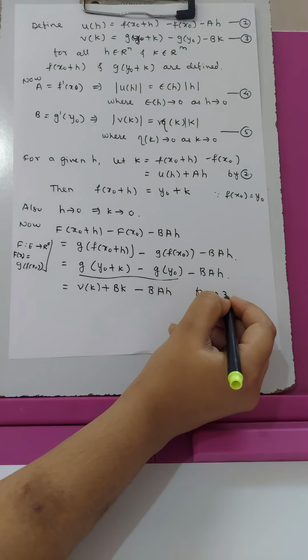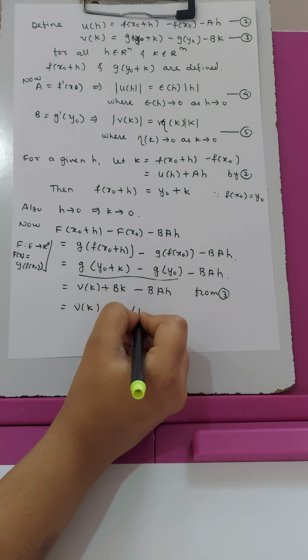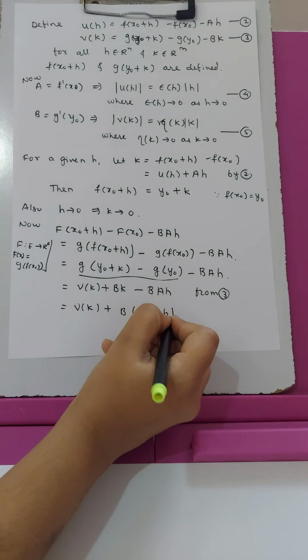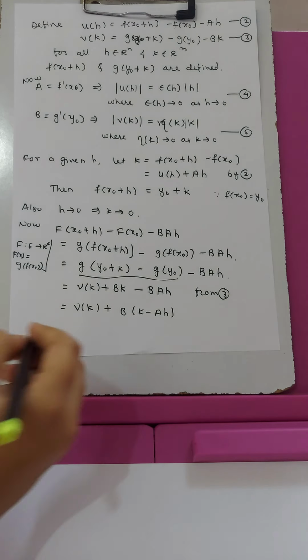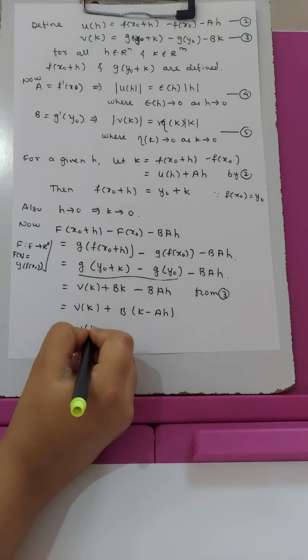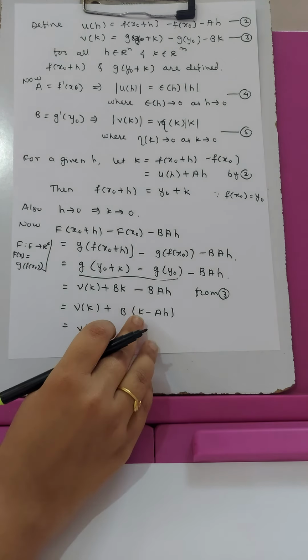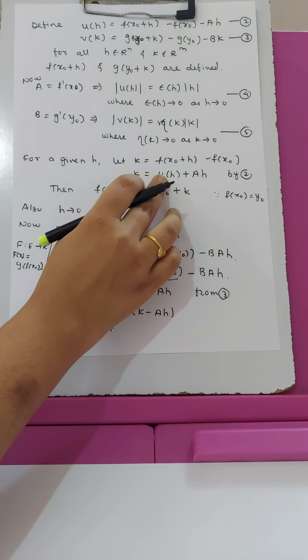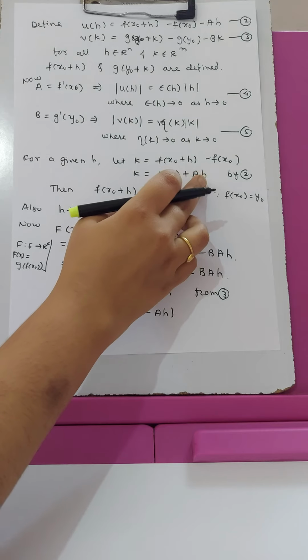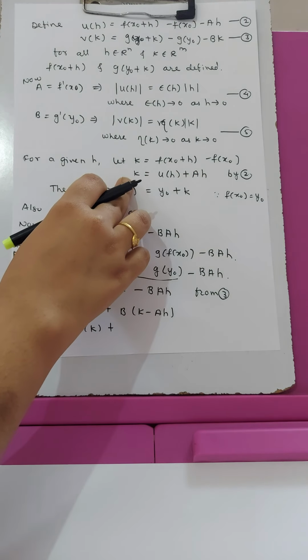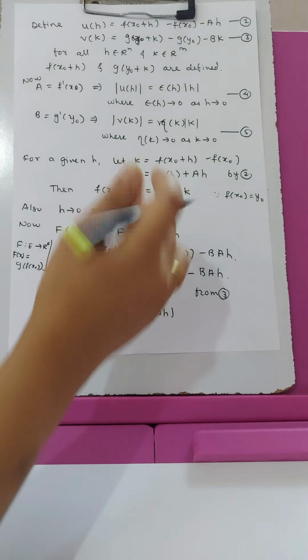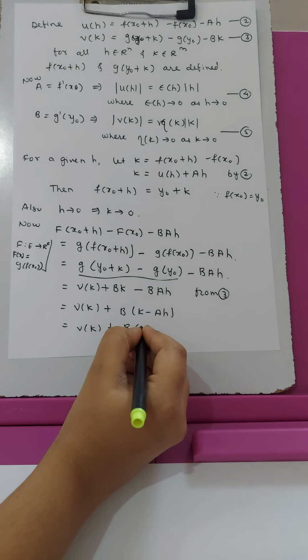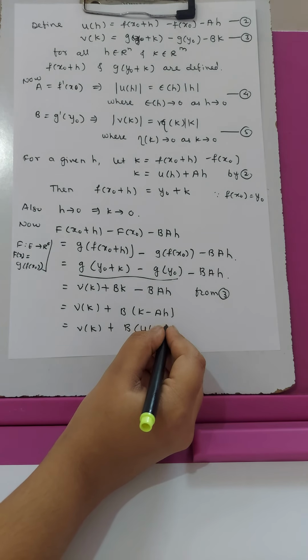Now taking B common, we get v of k plus B times k minus Ah. From this, k equals u of h plus Ah, and if we transfer Ah to the left hand side, we get k minus Ah equals u of h. Therefore we get B of u of h.